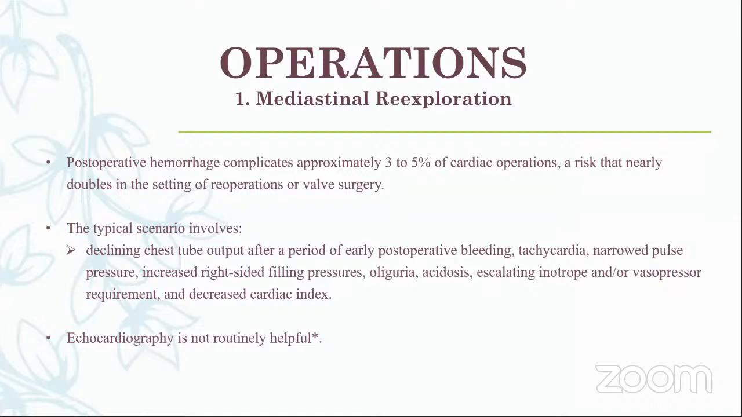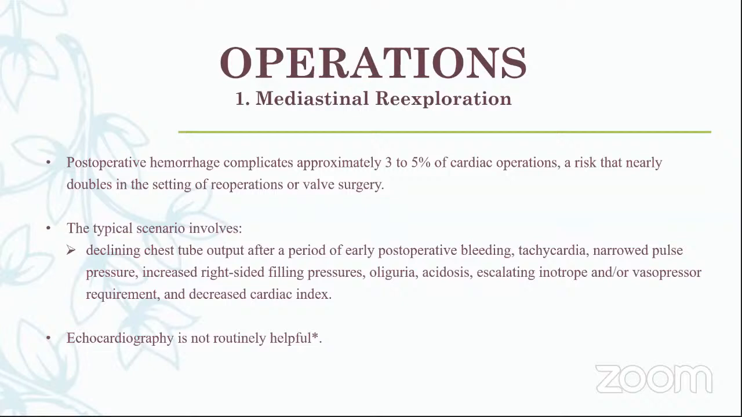We will start with the mediastinal re-exploration. As we said, post-op hemorrhage complicates approximately 3 to 5% of cardiac operations, and this risk nearly doubles in the setting of redo operation or valve surgery. The typical scenario, especially in ICU patients, is declining chest tube output after a period of early post-op bleeding, tachycardia, narrowed pulse pressure, and increased right-sided filling pressure. The patient will be oliguric, acidotic. There is escalation of the inotropes or vasopressors, and there is decreased cardiac index.